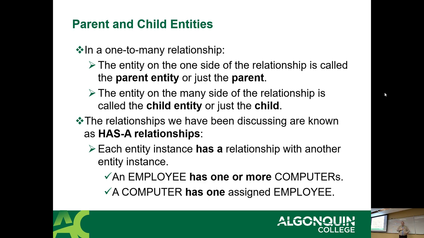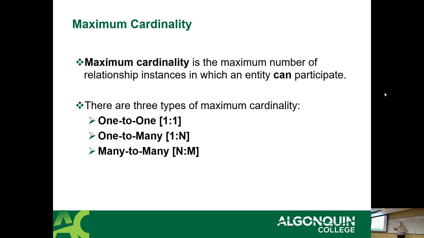So maximum cardinality is the maximum number of participants that can participate in that. So we have 3 kinds of maximum cardinality. 1-to-1. This is a rarity. Rarely would you ever create anything that's only 1-to-1. But you have 2 entities, there's only ever 1 connection between the 2 of them. 1-to-many means that it's the example of the computers. 1 to 1 or more. Many-to-many.